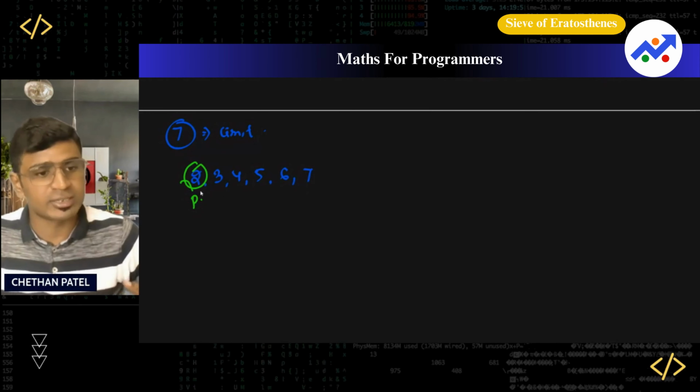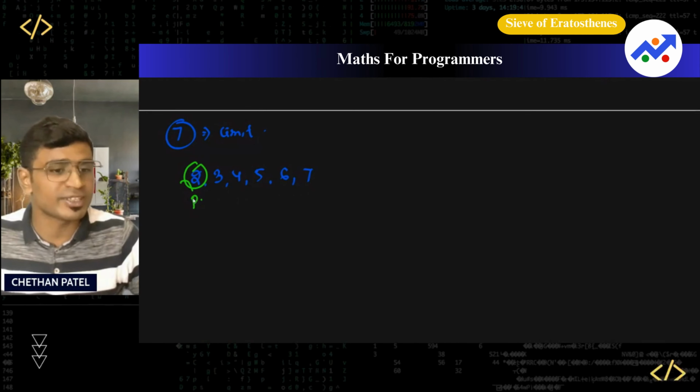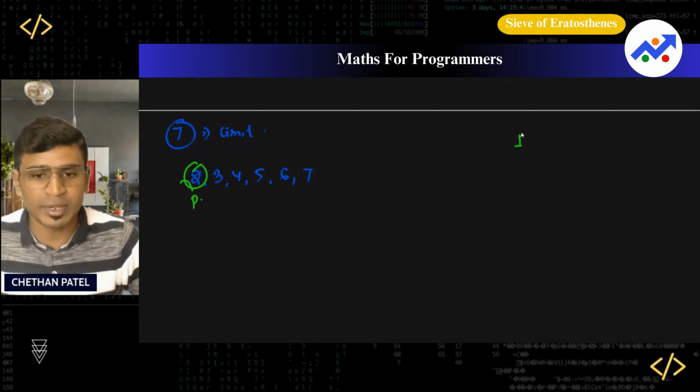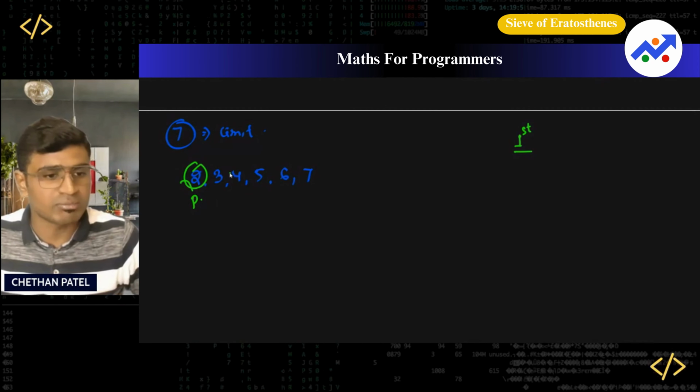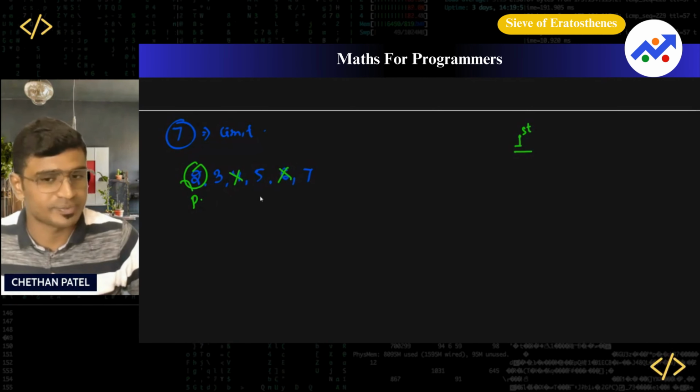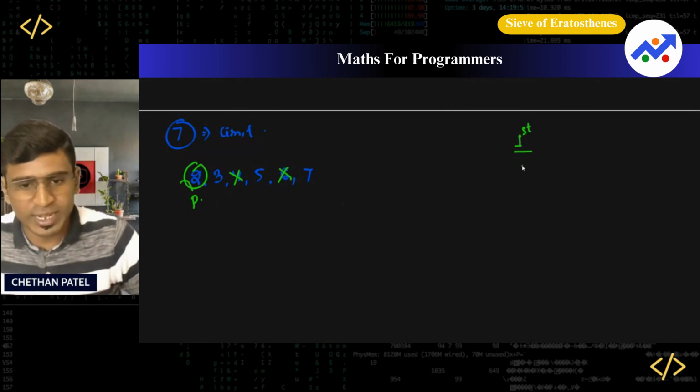Next, cross out all the multiples of 2. This is the first iteration. So I cross out 4 and 6. Now I am moving to the second iteration.